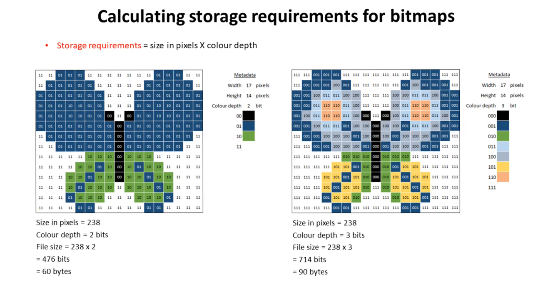The same image, but stored at a colour depth of 3, obviously has an increased file size. We again have 238 pixels, but each pixel requires 3 bits to represent it. 238 times 3 is 714 bytes, almost 90 bytes. You can see that as the quality and colour depth of an image increases, its file size increases.